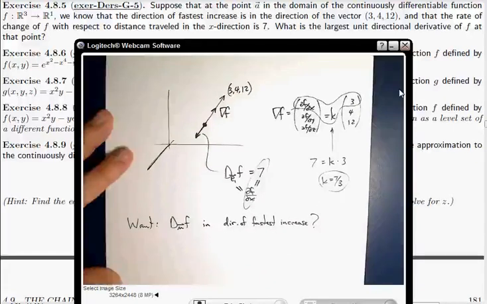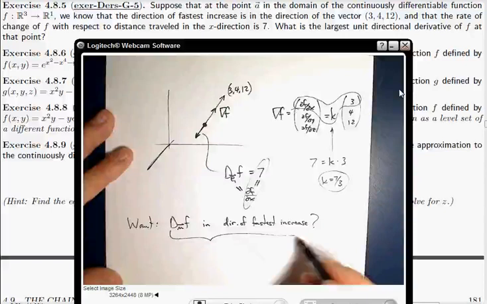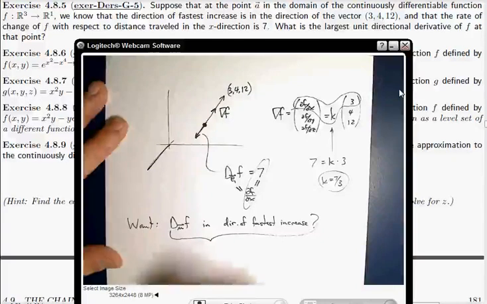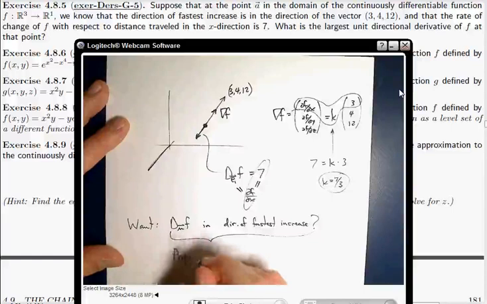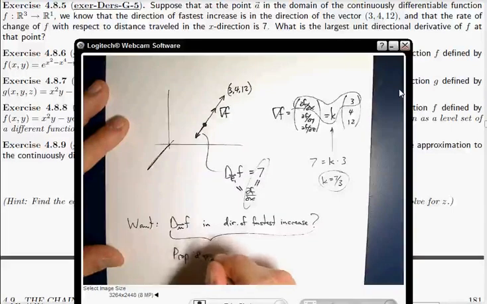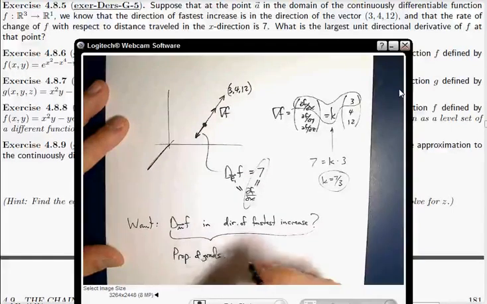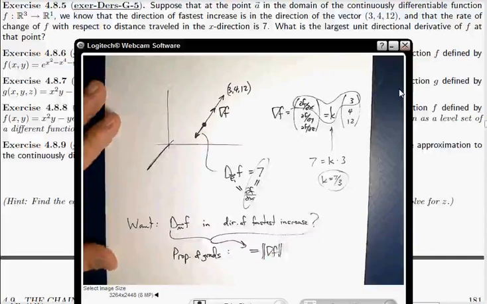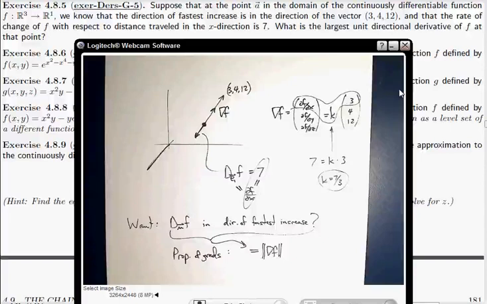Now, remember, this is the answer to one of the questions that we talked about in the gradient section, right? So this is one of the properties that the gradient has. The answer to this question is a property of gradients. That is equal to the length of the gradient vector. Is that cool? Everybody remember that property of the gradient vector? Okay. So I just want to compute the length of the gradient vector.